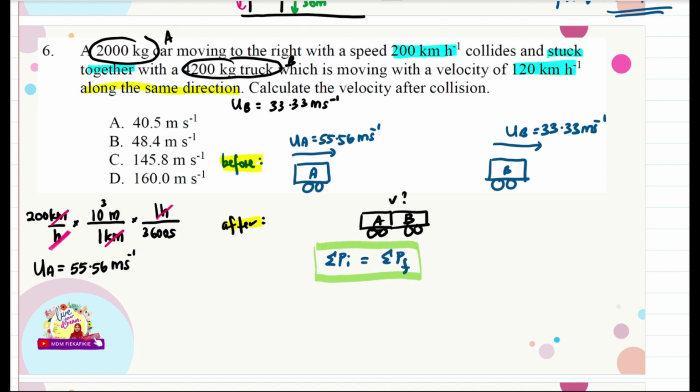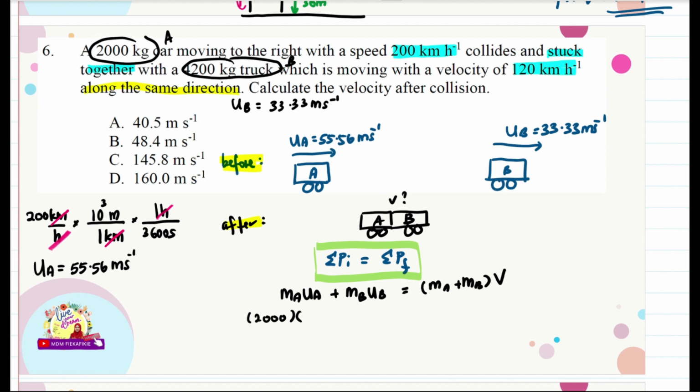So, initially, okay, A dan B dua-dua bergerak. So, mesti ada momentum A, okay, MAUA dan juga momentum untuk B. And then, after collision, what happened? They are combined together or stuck together. So, mass dia mesti kita kena combine. Dan dia bergerak dengan velocity yang sama. So, final velocity ada satu saja. Okay. So, substitute all the values. MA is 2000. Okay.